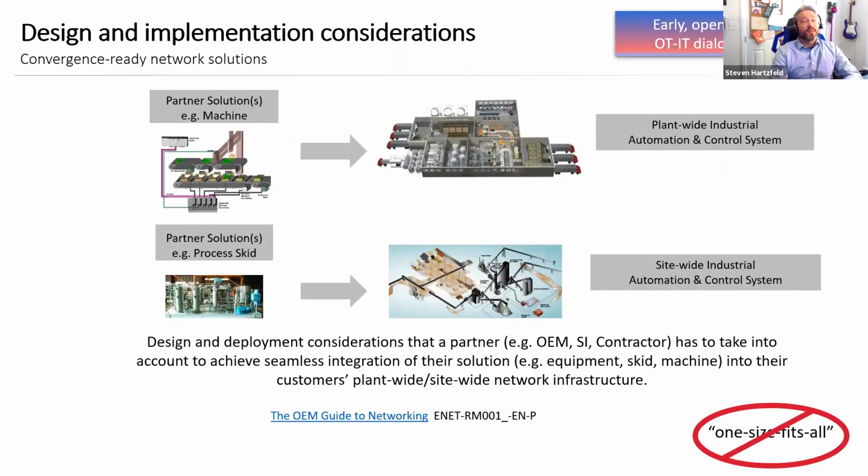Now, another key tenet we mentioned was convergence ready. Convergence ready just means that you develop an architecture that is ready to accept growth and can easily scale as your business grows. So this might mean that not only is your existing infrastructure convergence ready, but also that you mandate with your OEM and machine builder partners that they engineer their systems network in such a way that it's ready to converge with your plant-wide or site-wide system.